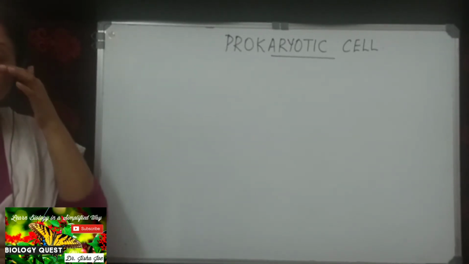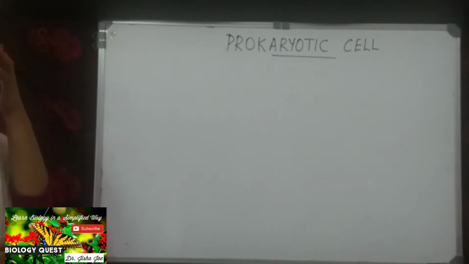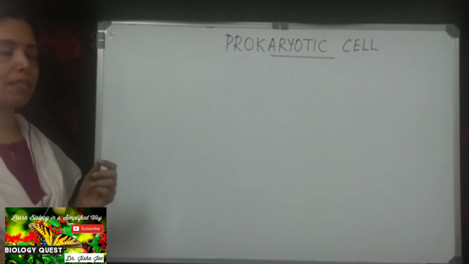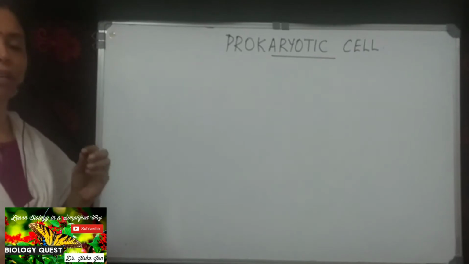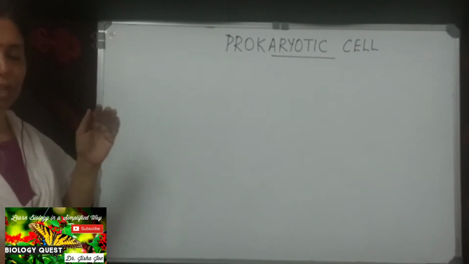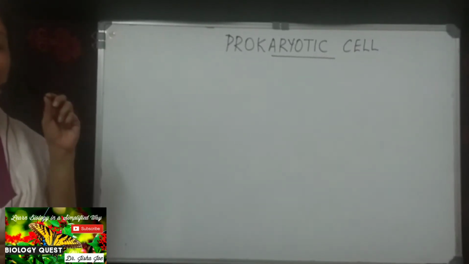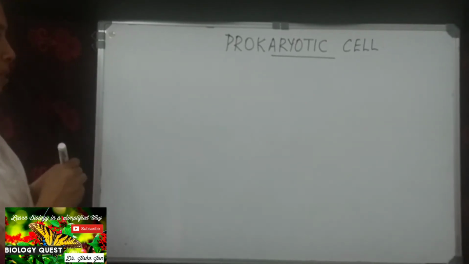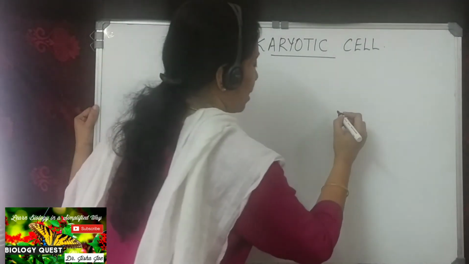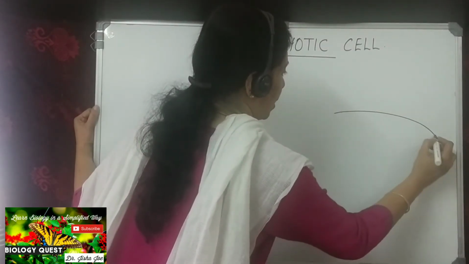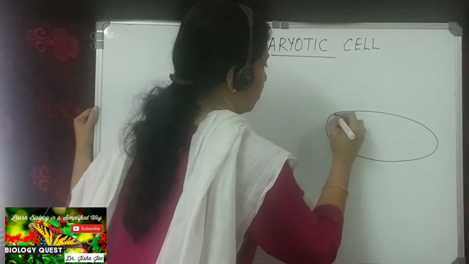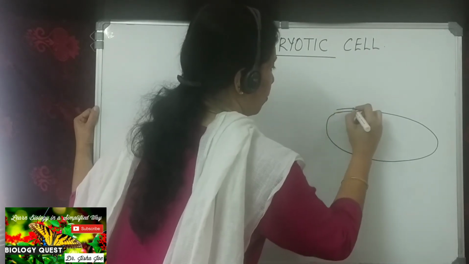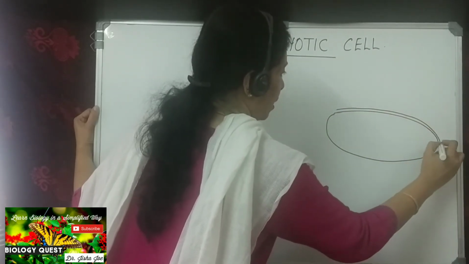And in prokaryotes, in bacterial cells, we are studying the structure of bacterial cells. In bacterial cells, if you look, the cell membrane or the plasma membrane has several infoldings which are called mesosomes. So I am just drawing the structure of a bacterial cell. So we have the cell. It is formed of the outermost layer, which is the glycocalyx.